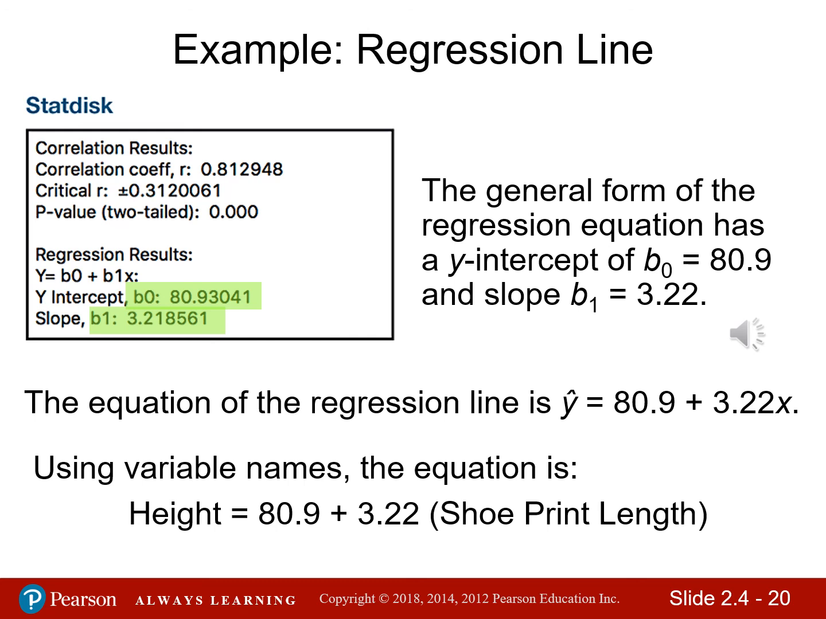The equation of our regression line for these data would be y hat equals 80.9 plus 3.22 multiplied by x. In other words, height equals 80.9 plus 3.22 multiplied by the shoe print length. In order to make a prediction about a male subject's height, we would simply put that subject's shoe print length into the formula, and the result would be our estimate of the height for that male subject.